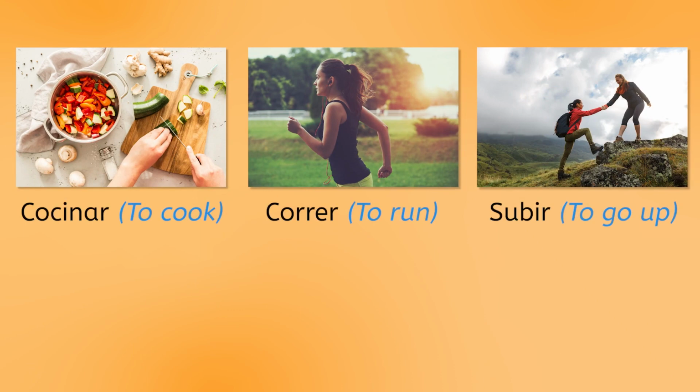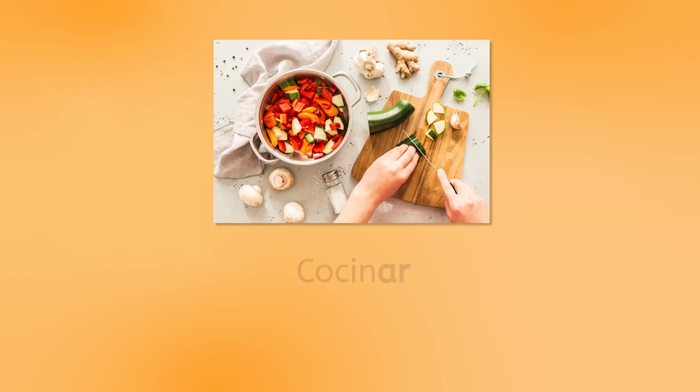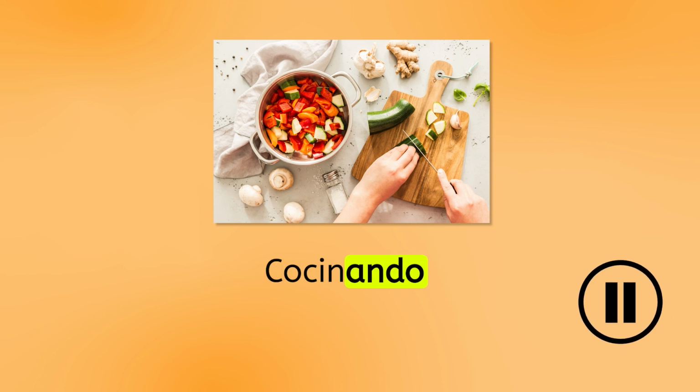Let's take 3 activities like cocinar, to cook, correr, to run, and subir, to go up or climb. To show that these were ongoing when you got hurt, you are going to take cocinar and any other ar verb and replace the ar ending with ando. So you have cocinando, cooking. Take a quick pause and make a note of this on step 3 of your sheet.